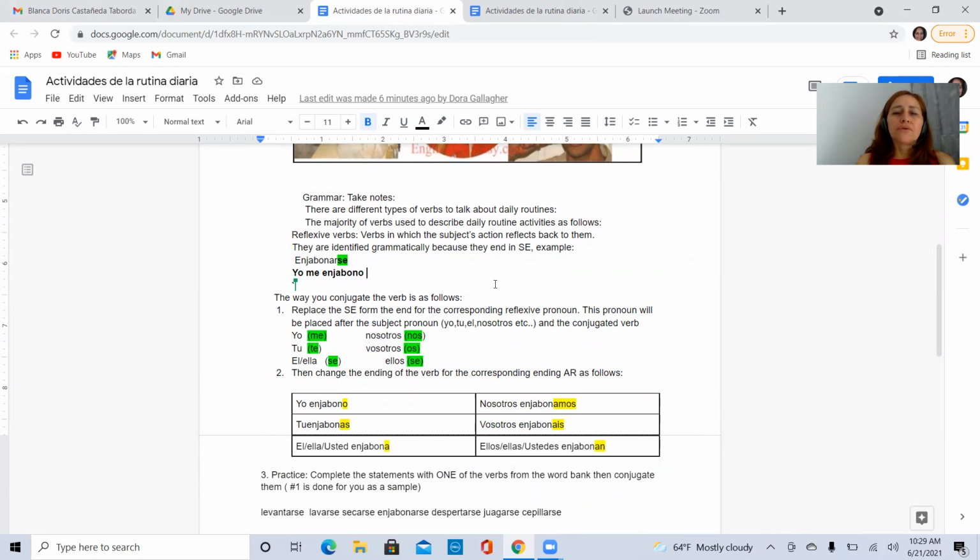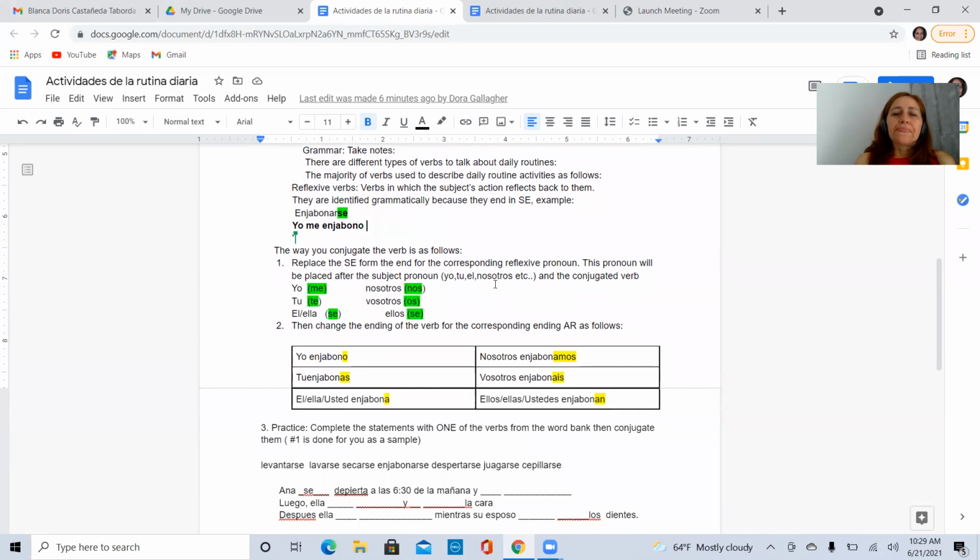Okay, so how do I conjugate the verb? Let's see. The reflexive pronoun at the end will be replaced by the corresponding reflexive pronoun for each subject pronoun: yo, tú, él, ella, nosotros, vosotros, ellos. So you need to memorize those in order to conjugate the verbs. If you're going to talk about something you do to yourself, like I put soap on myself, on my face, me. Yo me enjabono. Tú te, if it's you, te enjabonas.